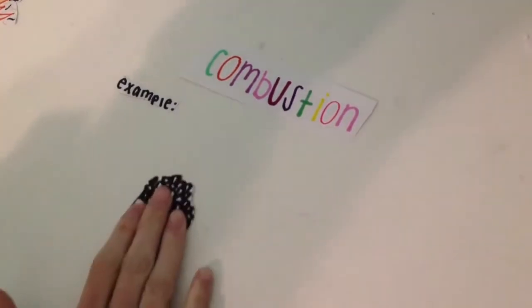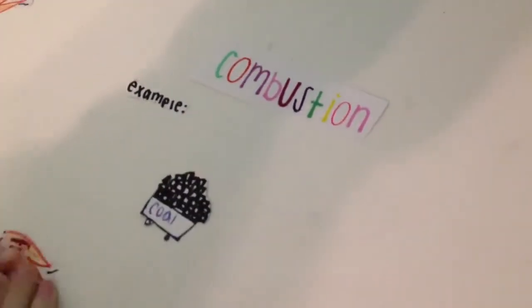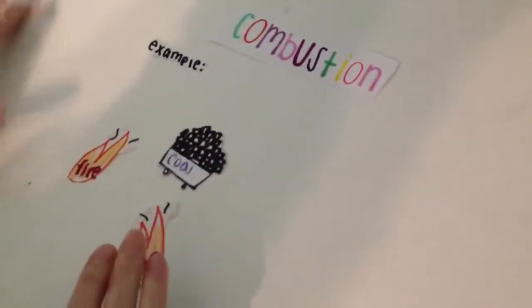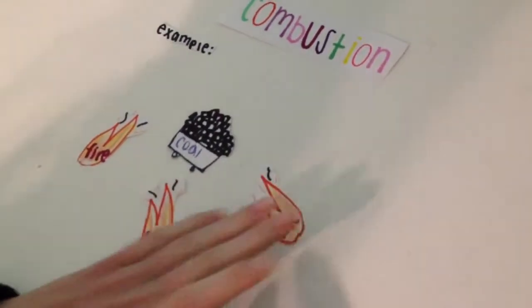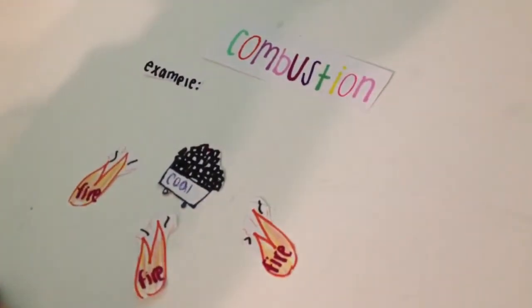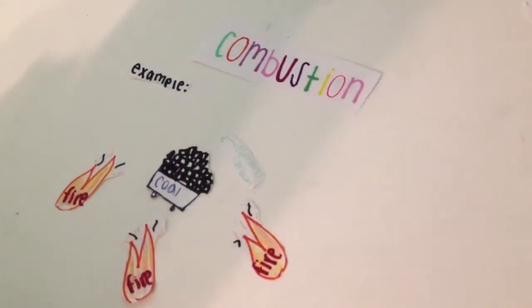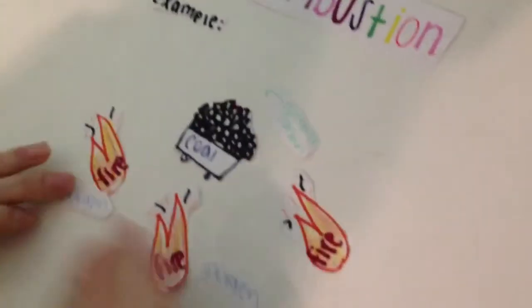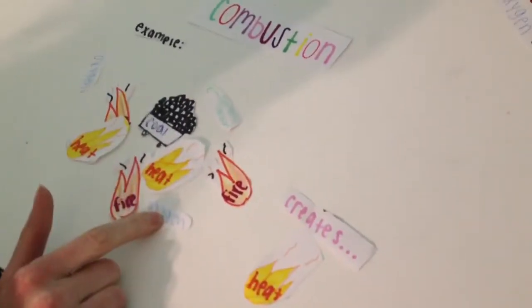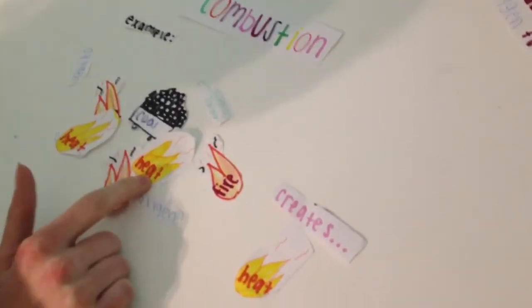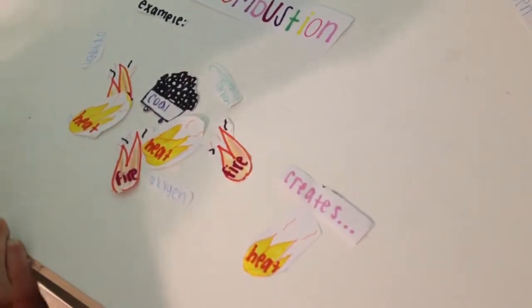An example is if you have coal and then you have a lighter and you heat it with fire, the coal, which contains carbon, reacts with oxygen in the air and it creates heat. So when you burn the coal, it reacts with oxygen and it makes heat so you can stay warm.